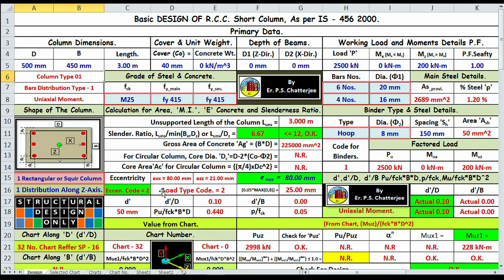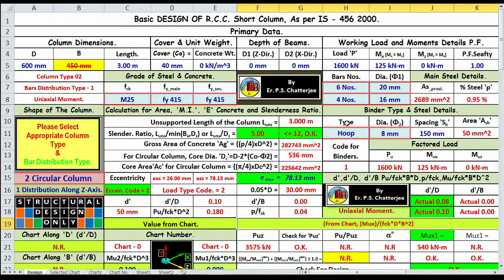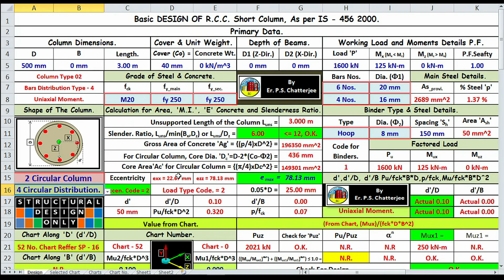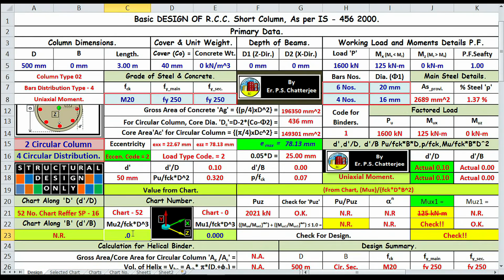Now I'm going to analyze a circular column with uniaxial bending with diameter 500 mm, fck 20 Newton per millimeter square, fy 250 Newton per millimeter square, secondary fy 250, dia 500, B will be 0, and reinforcement distribution, circular distribution, load 1600, Mu 125, 51.